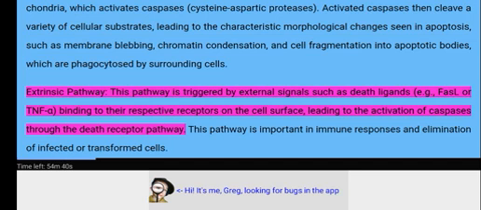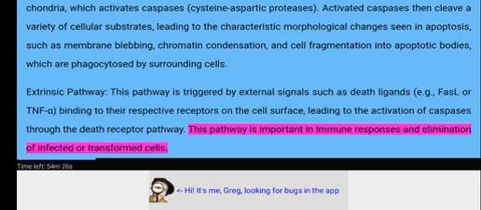Extrinsic pathway. This pathway is triggered by external signals such as death ligands, e.g., FASL or TNF-alpha binding to the respective receptors on the cell surface, leading to the activation of caspases through the death receptor pathway. This pathway is important in immune responses and elimination of infected or transformed cells.